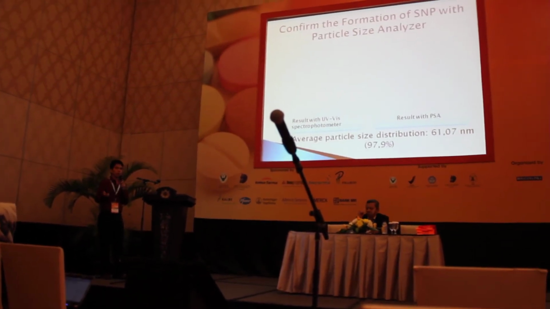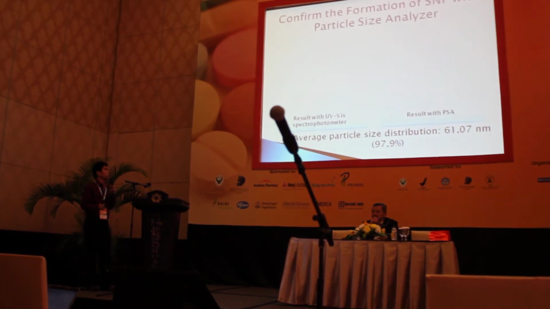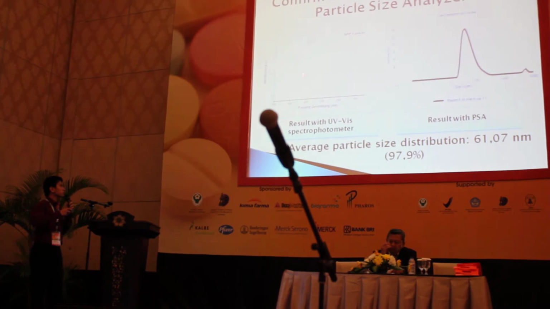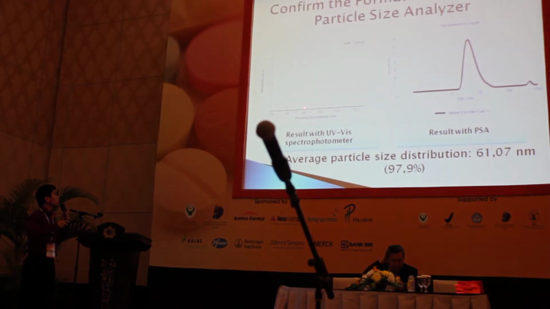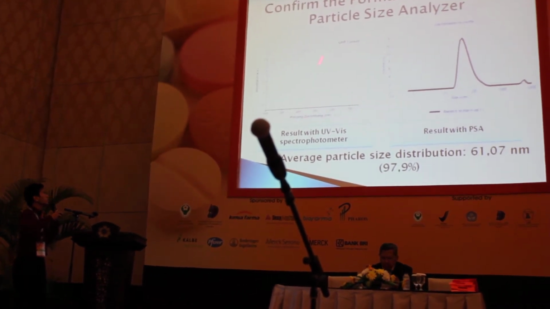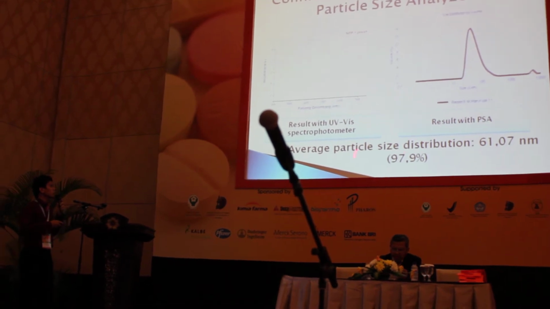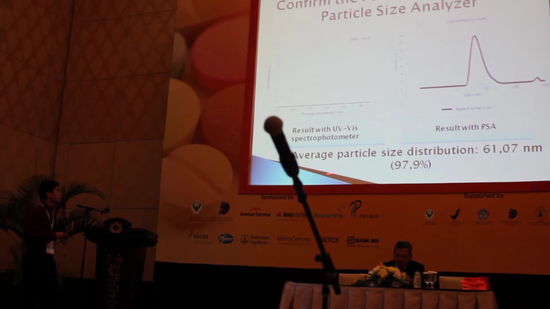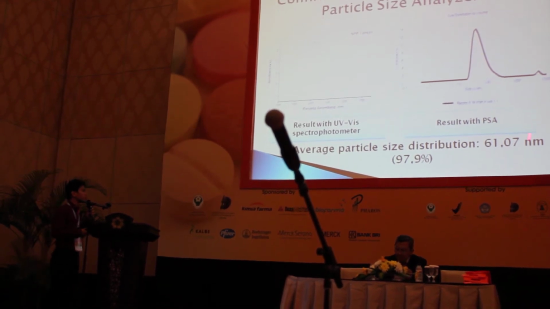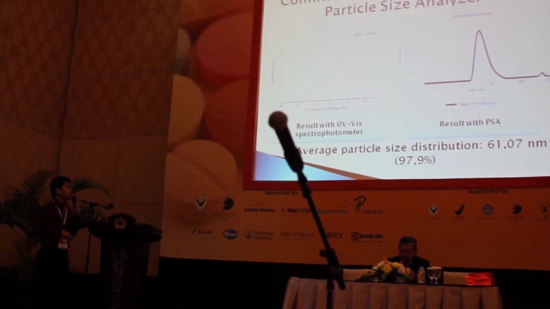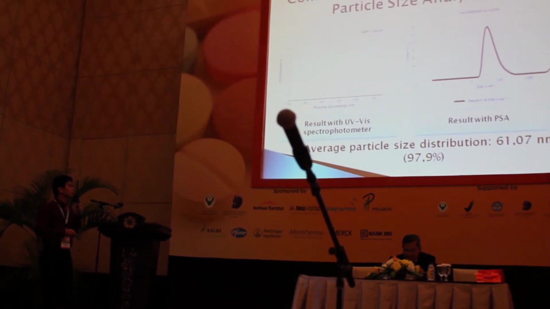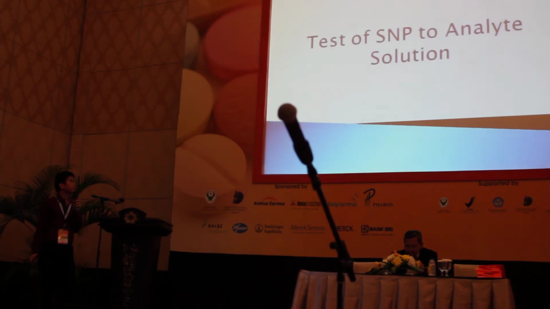And we need to confirm it. Is it true that nanoparticles have been produced? This is the UV spectrometer, and the 400 to 500 nanometers is here, but we also check it with a particle size analyzer, and we get an average particle size distribution of 61.07 nanometers with a distribution of 97.9%.